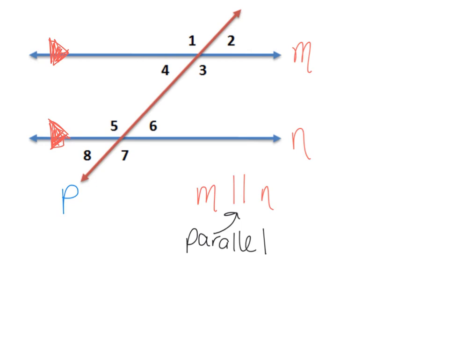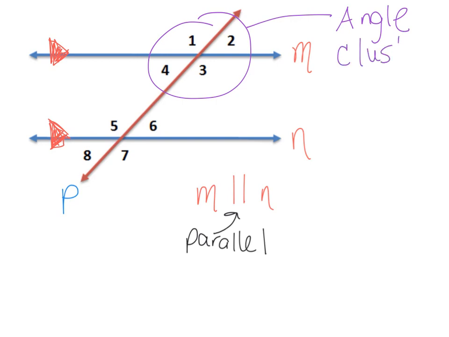So another thing I just want to draw your attention to is that when you have this transversal that cuts through the parallel lines, it creates 4 angles. So you'll see the 4 angles here and 4 more angles here. And they have a relationship between those 2, what I'm going to call angle clusters. So this is an angle cluster. And this is also another angle cluster.